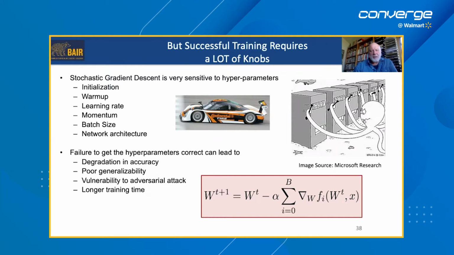I do want to leave you with a kind of caveat regarding progress in deep neural net training. And that is that the stochastic gradient descent algorithm is very sensitive to hyperparameters like initialization, the warm-up period, the precise learning rate used, the momentum, the batch size, and the original network architecture. And if you don't get those hyperparameters correct, then you can still see a degradation in accuracy, poor generalizability, even a vulnerability to adversarial attack, and of course, longer training time.